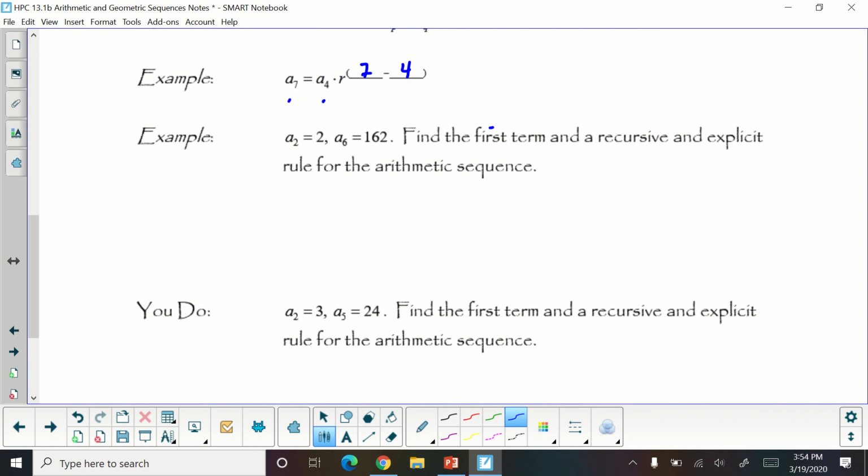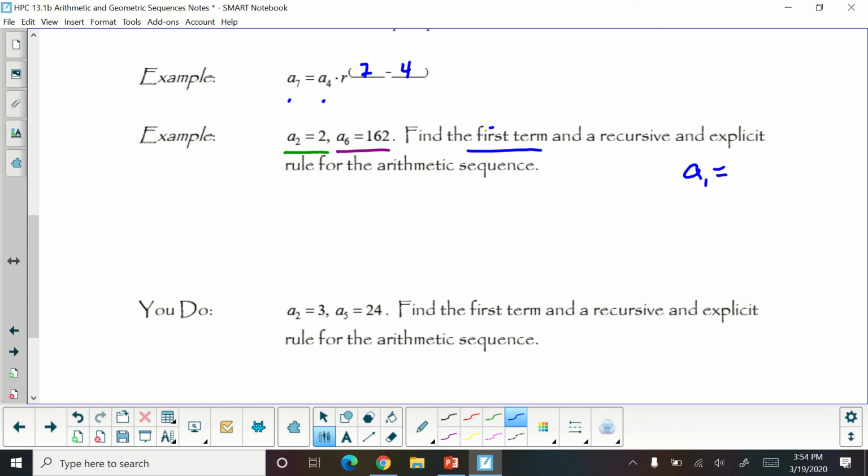So let's do this. I know a sub 2 is equal to 2, so the second term of my sequence is 2. I know that a sub 6 is equal to 162. My job is to find the first term, so I need to find what a sub 1 equals, and a recursive and explicit definition for the sequence, so I need to find two different definitions for a sub n. Right? I know that to find the recursive definition and the explicit one, I'm going to need to know what r equals as well.